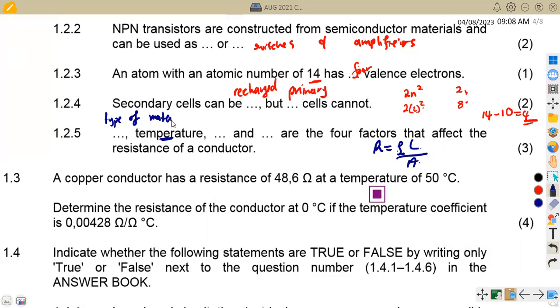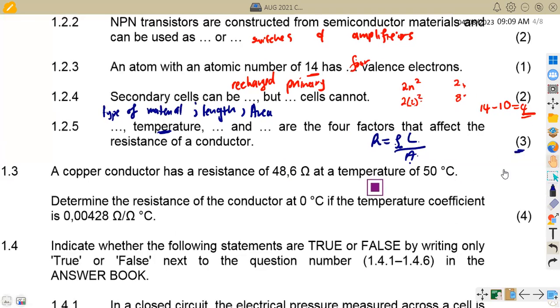In this case, we can talk of the length of that conductor. We are talking about the area, which is the cross-sectional area. So these are the 3 possible answers that you're supposed to have on this question.